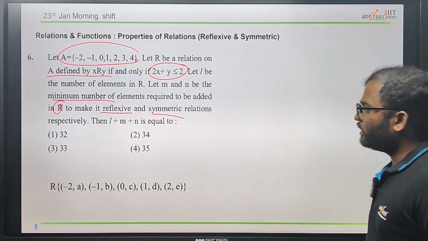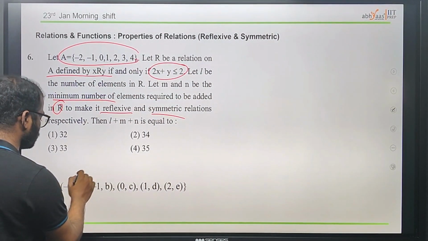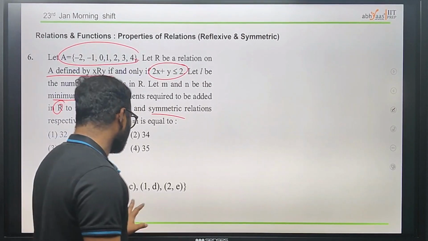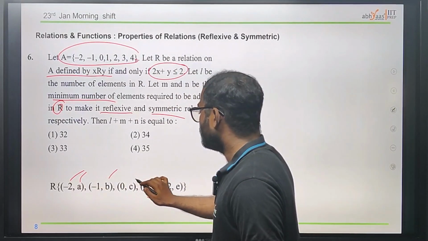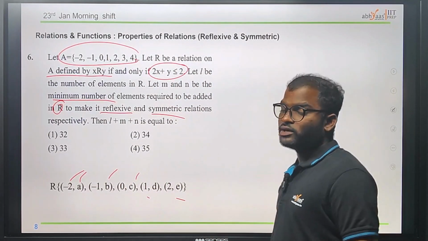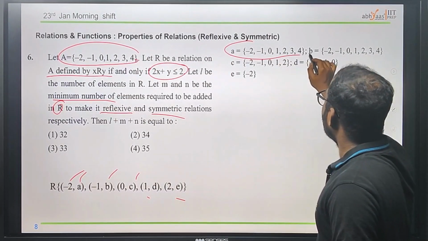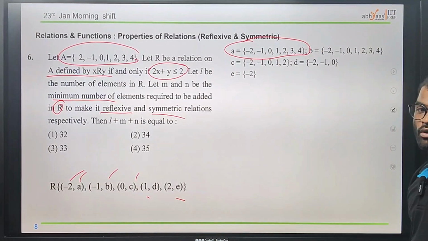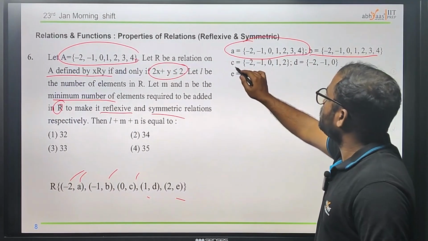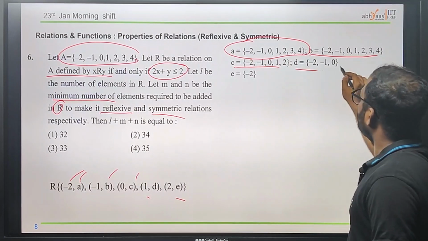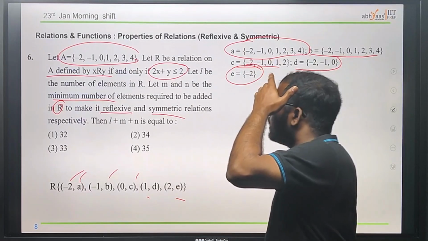With the elements we can make the relations: minus 2 comma a, minus 1 comma b, 0 comma c, 1 comma d, and 2 comma e. Here a varies, b varies and c varies, but we need to check the condition as well. According to the condition, in A we can take this one, this can be possible, and B also we can have the same situation. But when it comes to C we have a smaller number of elements, D we have 3 elements, and E minus 2. We satisfy the condition. I hope you understood.